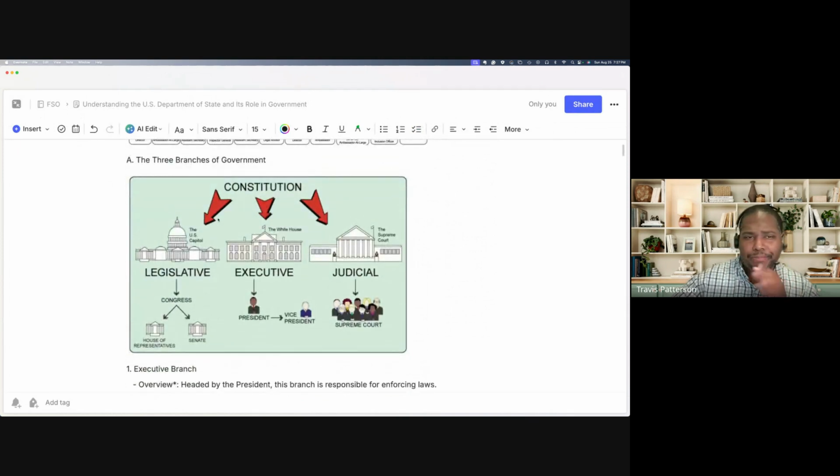So there's three departments of government, right? You have legislative, executive, and judicial. Well, what are these different branches of the government? You may only be familiar with mainly the executive branch, which has the president, vice president, and the cabinet. But you have legislative, which is Congress, the House of Representatives and also the Senate. And then you have the judicial branch, which is the Supreme Court.